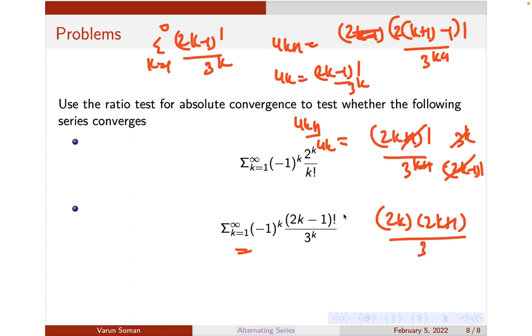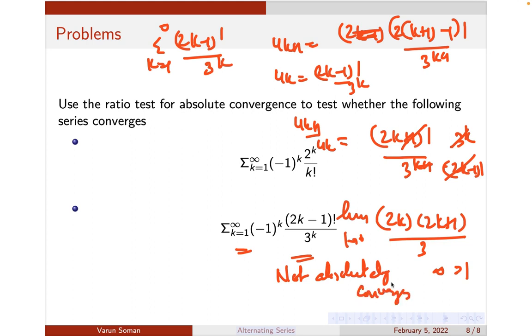So when you take the limit, what will you get? The limit as k tends to infinity, you will be getting infinity, which is greater than 1. Therefore this series is not absolutely convergent. So this is how you will check absolute convergence. There is nothing new in testing absolute convergence, just the same old concepts only. You are just taking the positive terms and then discussing whether it is absolutely convergent or not.